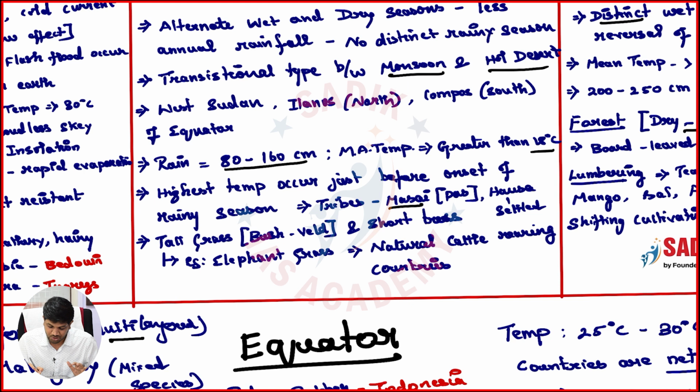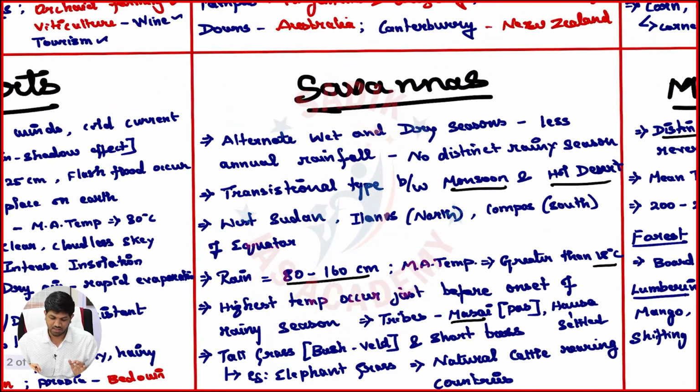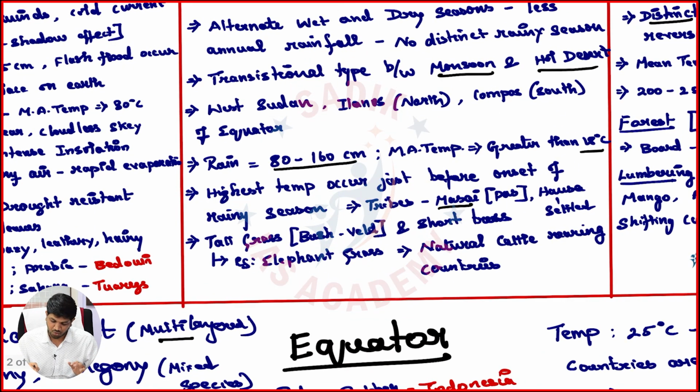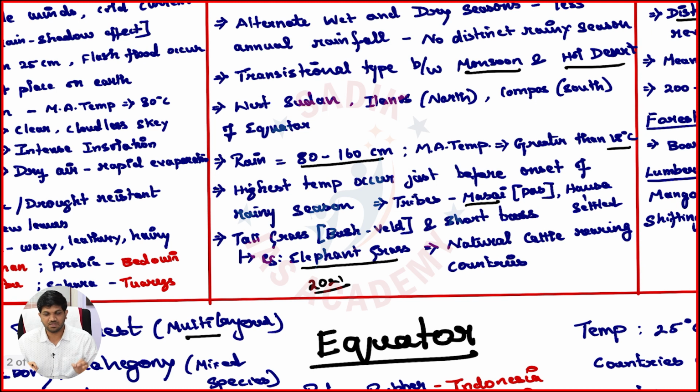Maasai tribes are pastoralists, and Hausa tribes are settled agriculturists. And there are tall grasses which grow in the savanna type areas, and one important example of the tall grass is elephant grass. It was asked in 2021 as one of the options, friends. So it is also an important grass which you have to revise. And these countries are famous for natural cattle rearing.